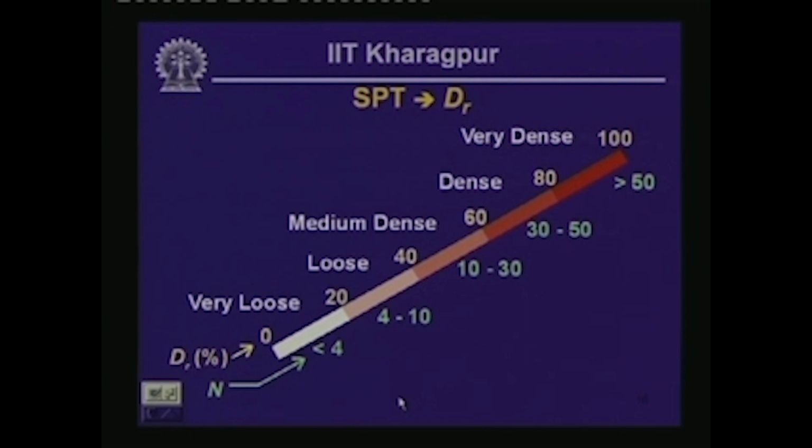This is actually a stacked bar that gives you the correlation between relative density and SPT blow count, and it also gives the categories of different types of soils in terms of how dense or how loose they are. So, it goes from a scale of very loose to very dense, depending on relative density going from 0 to 100%, and SPT blow count going from less than 4 to greater than 50.